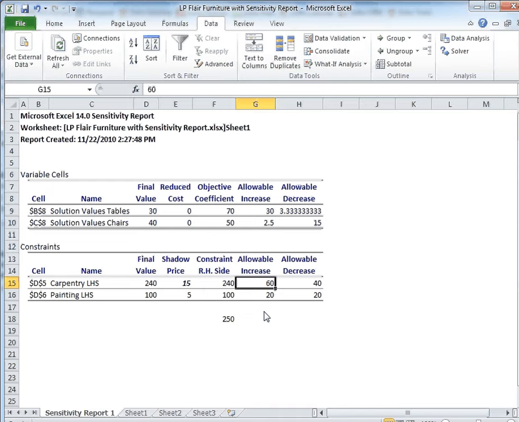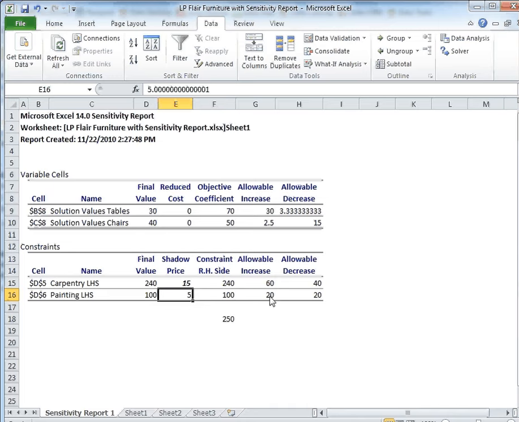Similarly, if I reduce my constraint from 240 to 239 hours or 238 hours, for every 1 unit I decrease it by, it will reduce my profit by $15. It will basically change my objective function by 15. And I can do this for up to 40 units downward. So my allowable decrease is 40. Similarly, for the painting constraint, for every 1 additional unit of the painting constraint I get, my objective will increase by 5.